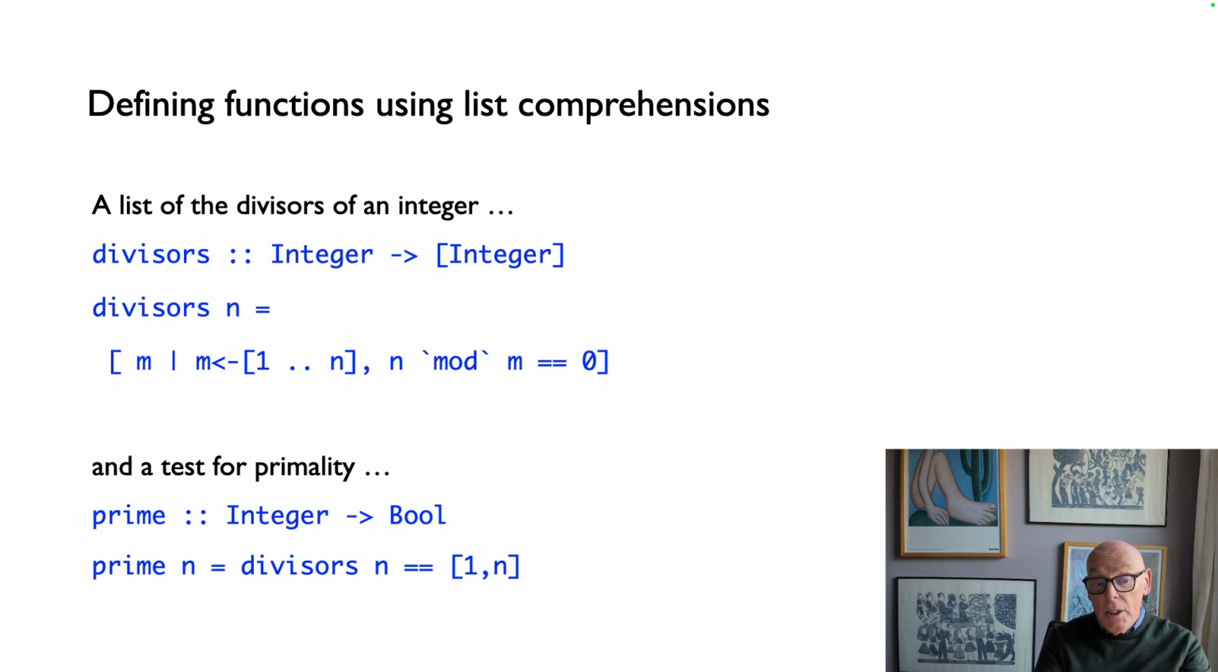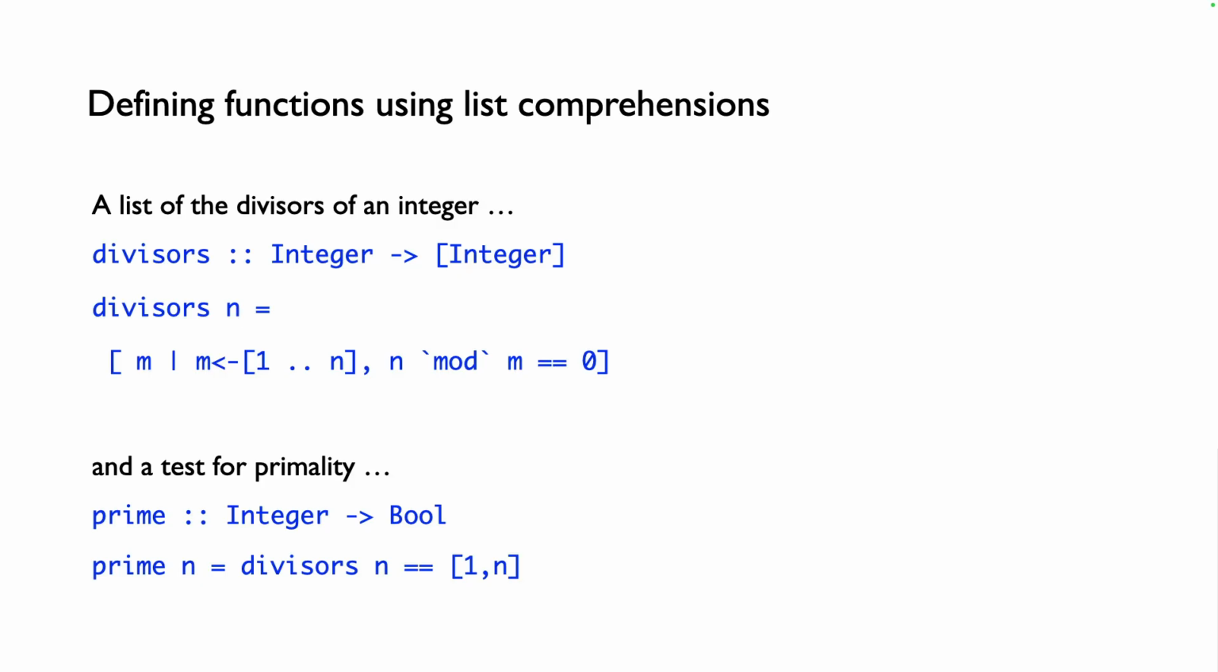And then we can test whether a number is prime by saying n is prime if and only if the divisors of n equals the list just 1 and n. The only divisors there are the number itself and 1. So that's a way of describing, using a list comprehension there, generate and test to give us the list of all the divisors, and then we check for primality. It's a prime if the only divisors are 1 and the number itself.